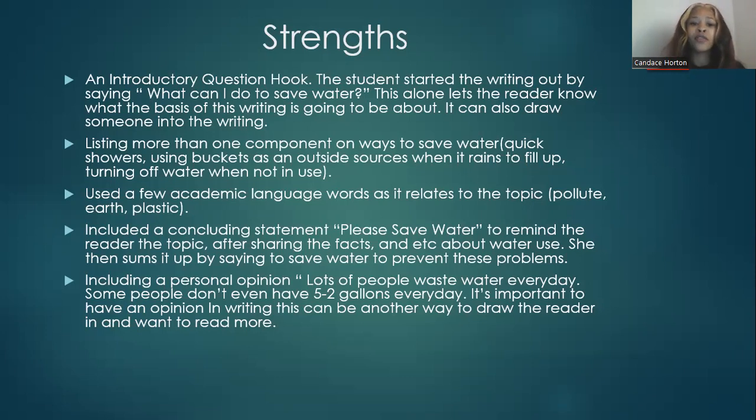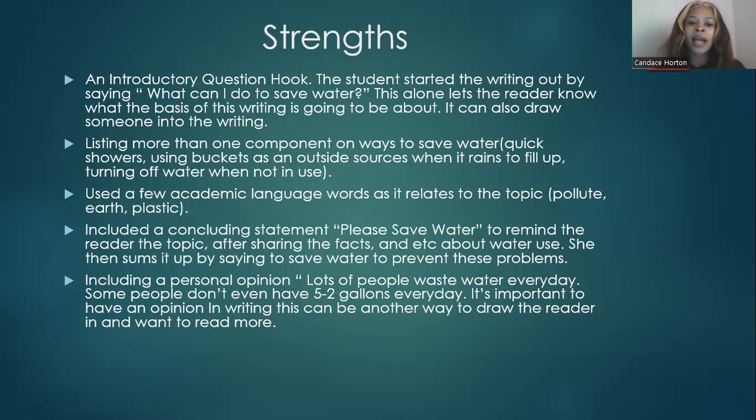The student also used a few academic language words, which is important because whenever you're teaching those different content areas, whether it's reading, whether it's science, you want to make sure students have those vocabulary words whenever they're discussing that topic or whenever they're talking about the learning and lesson segment that's your own. Some of the academic language words she used were pollute, earth, plastic, all those language words, which I'm sure were vocabulary words, and she used them in her writing. So this is helping to build upon her word knowledge, her vocabulary, as well as her comprehension of that topic.